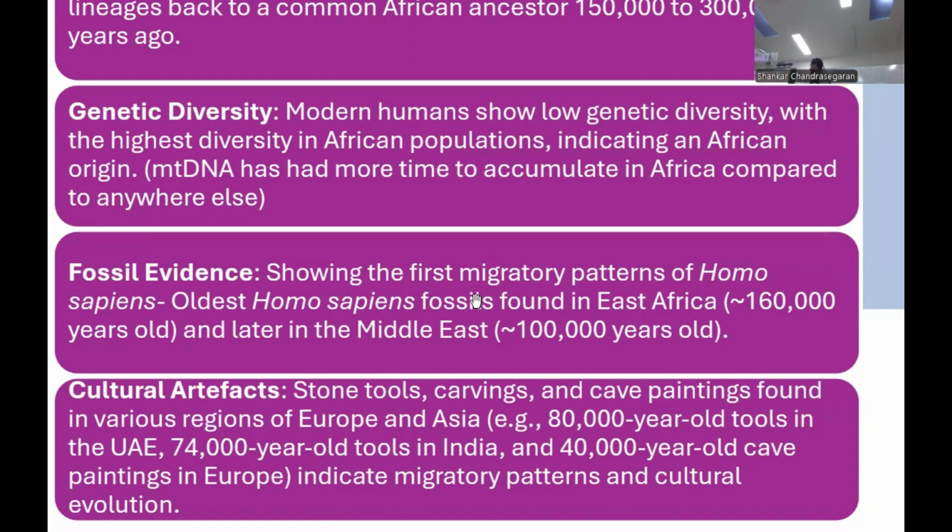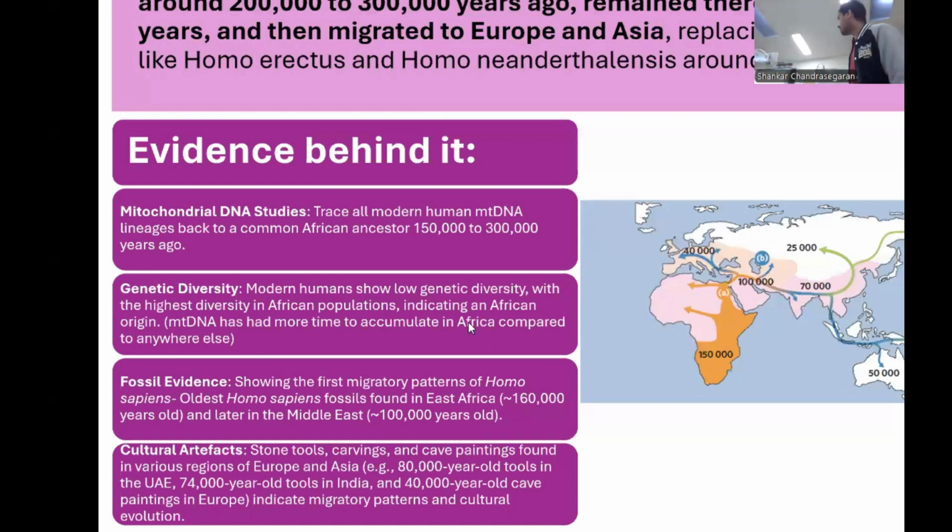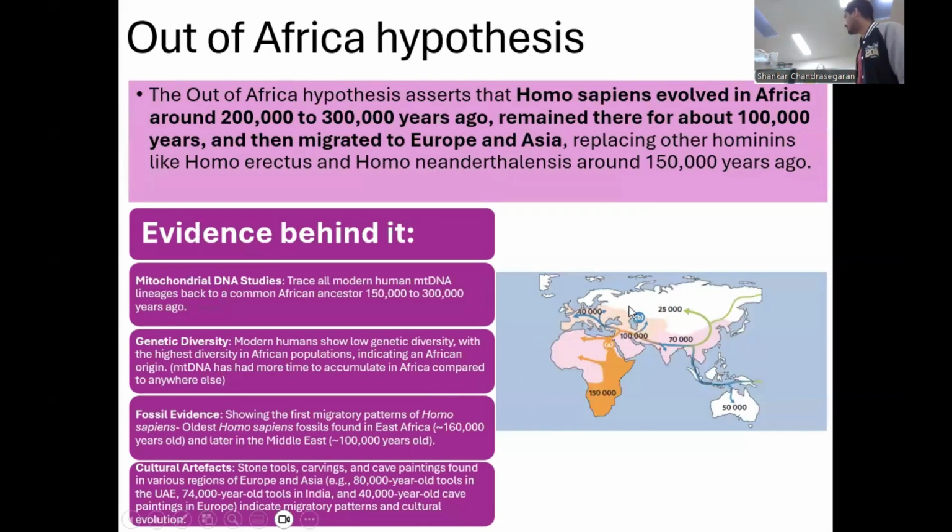80,000-year-old tools in the UAE, 75,000-year-old tools in India, 40,000-year-old cave paintings in Europe. So there is a show that also indicates there was a timeline of people existing in these different regions, right? So that shows that maybe they migrated here as well. Also, one population migrated there into different regions as well. And this is evidenced by the artifacts that were left behind.